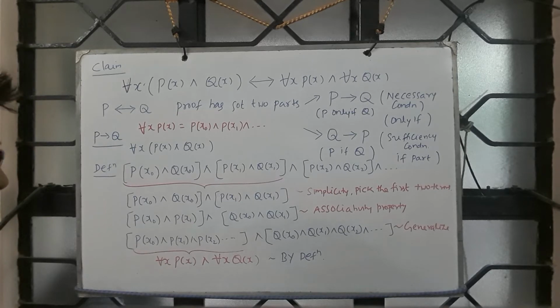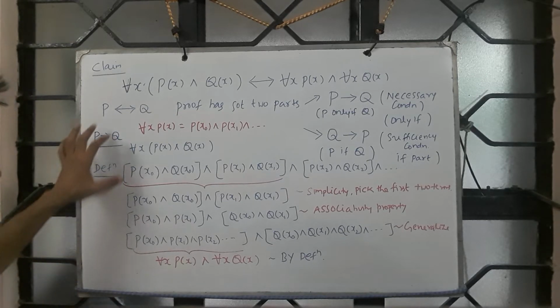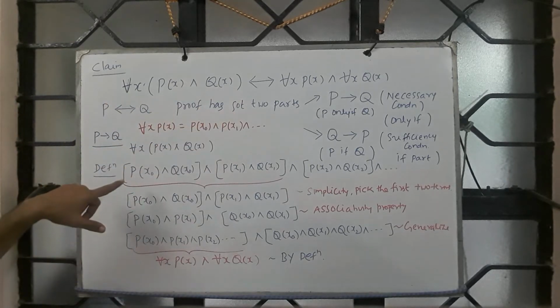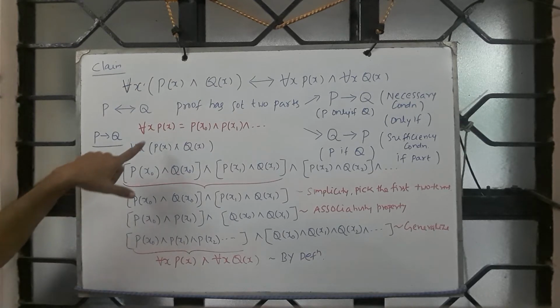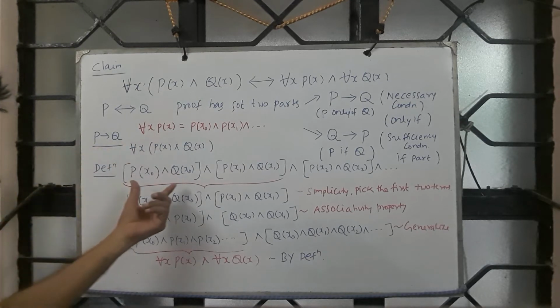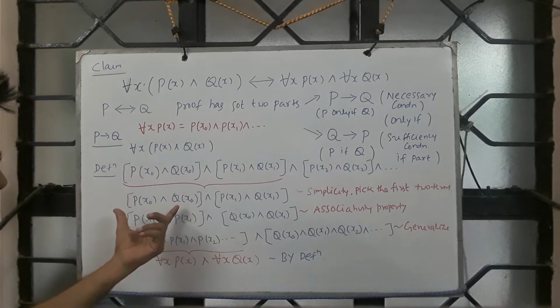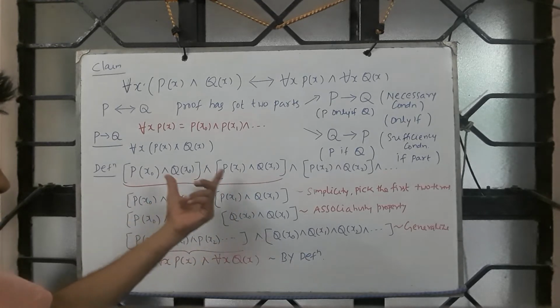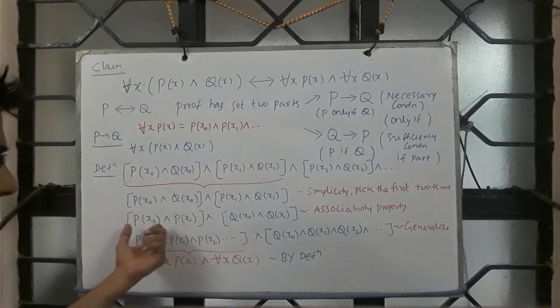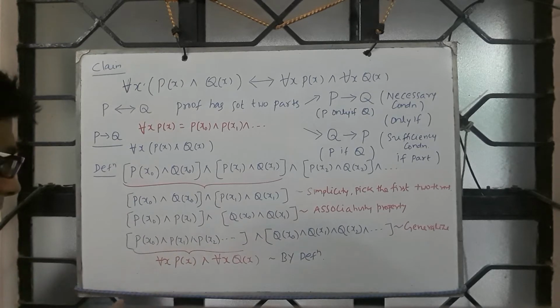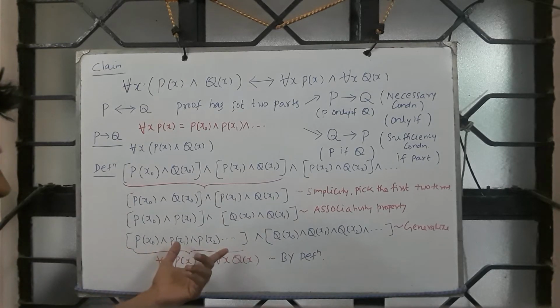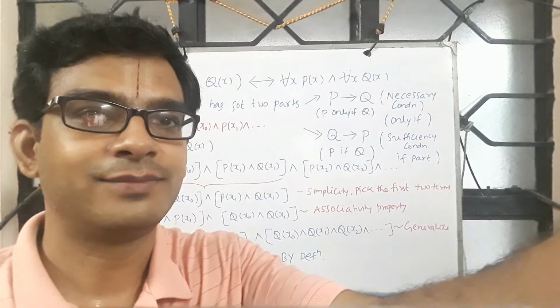And to establish this claim, and which is true, what we do is apply the definition, and for all x, p of x, so you get this expression. And for simplicity, let me take the first two expressions, rearrange them due to associativity property, and apply the definition again. You see that the claim is true. Fine.